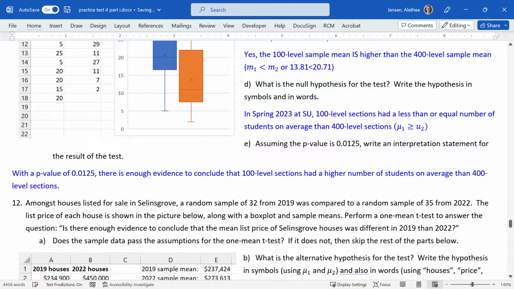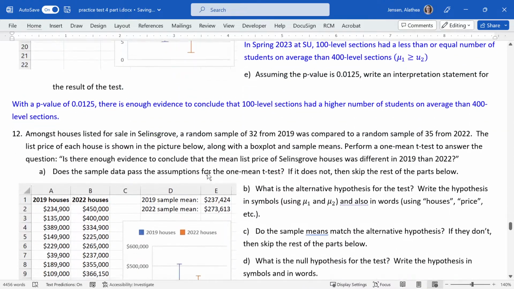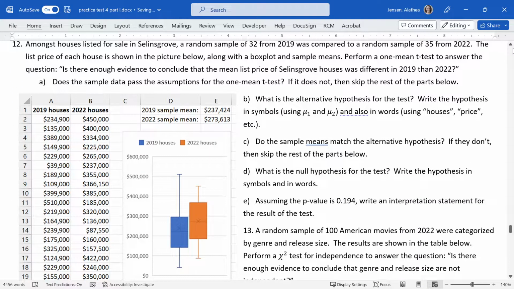All right, so that is it for that one. And now let's look at number 12. All right, so another real question.